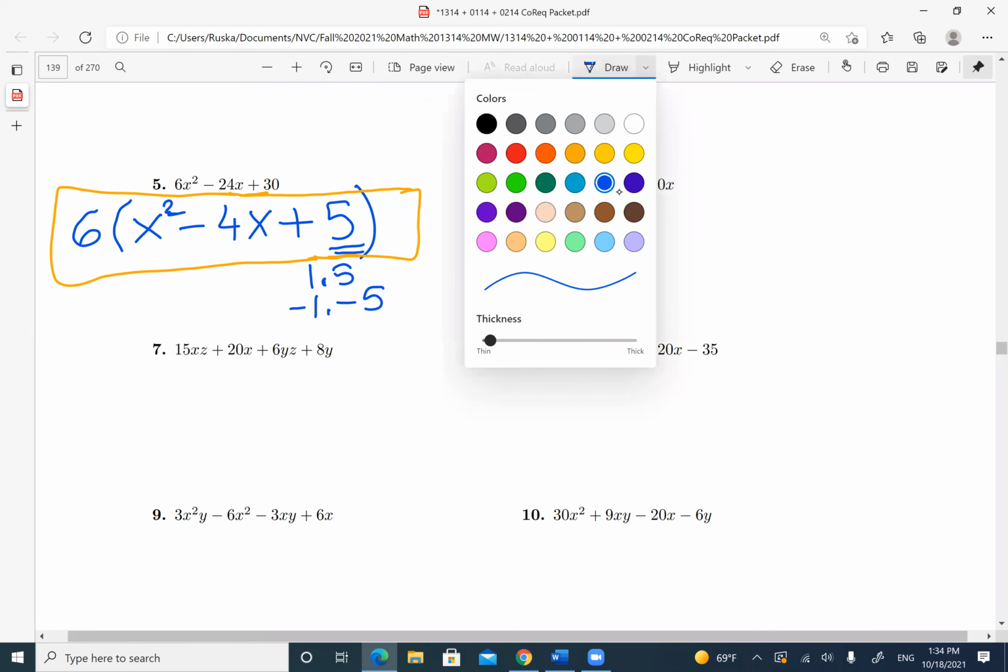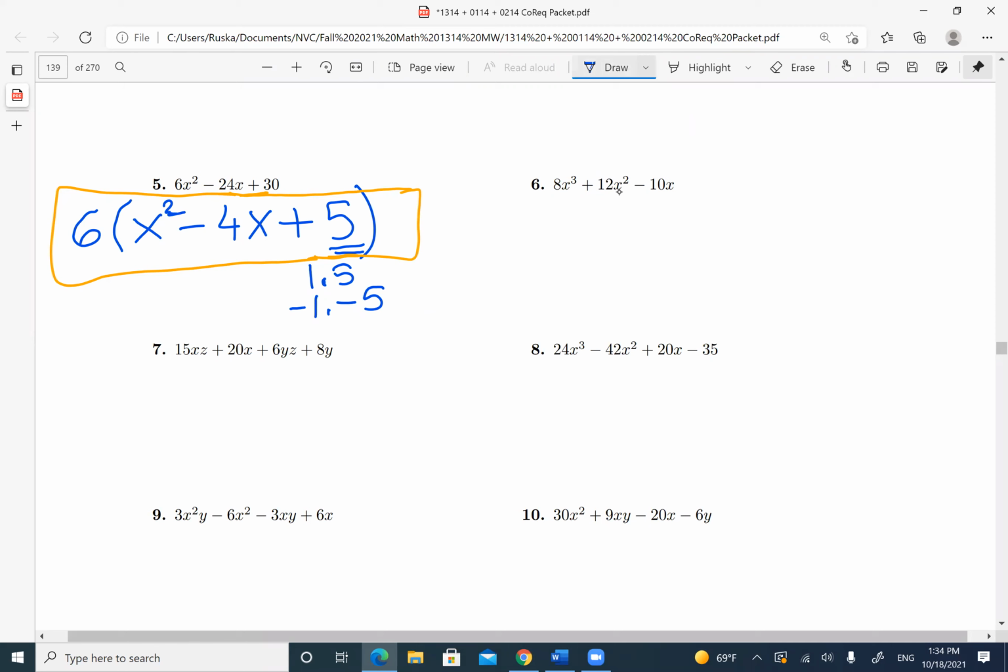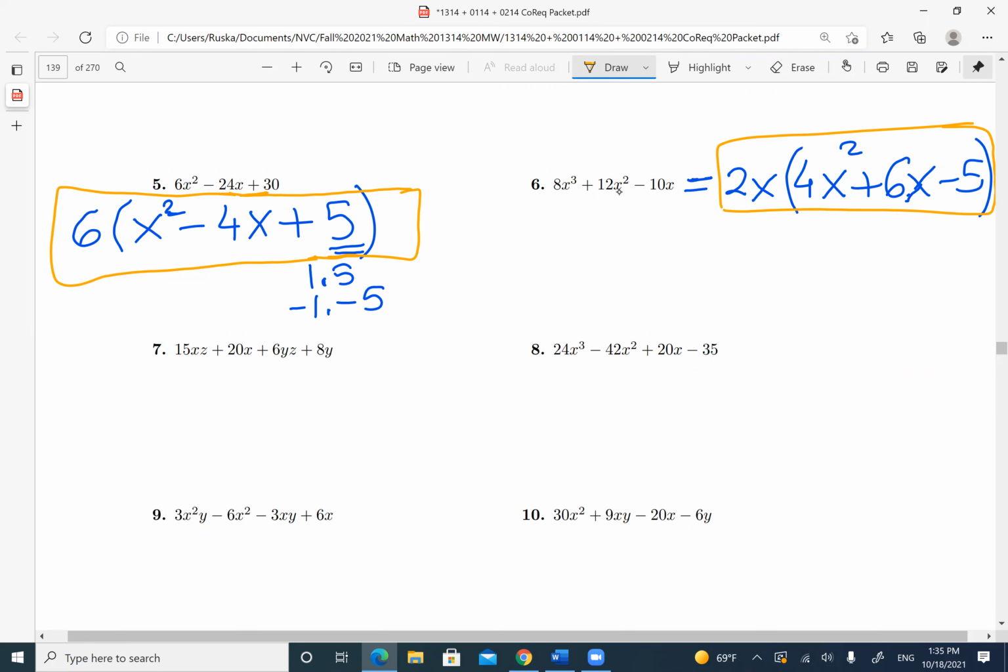Okay, let's do the next one the same way. We're going to factor the greatest common factor here. We have 8, 12, and 10. So we're going to pull out 2, since all of those are divisible by 2, and then you have only 1 x. So when you take out 2x, you have 4x squared plus 6x minus 5. And technically, this is what you're going to get. There's nothing more you can do here either. And that's my answer. Just pull out 2x.